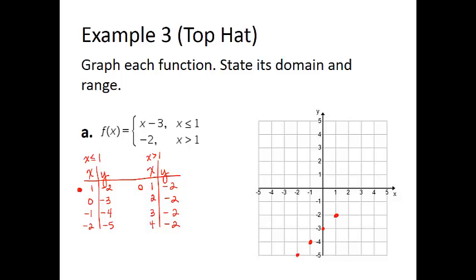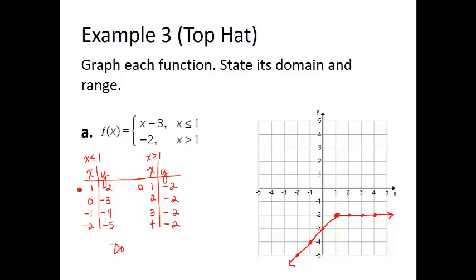When I connect these points, it does form a ray, again, a half of a line, and I cannot extend my graph beyond the 1. The second piece is 1, negative 2, which happens to coincide with this other point, so that's okay. If we put an open circle on top of a closed circle, it's closed. 2, negative 2, 3, negative 2, 4, negative 2. And so we see that there's a piece of a horizontal line that extends to the right of 1.